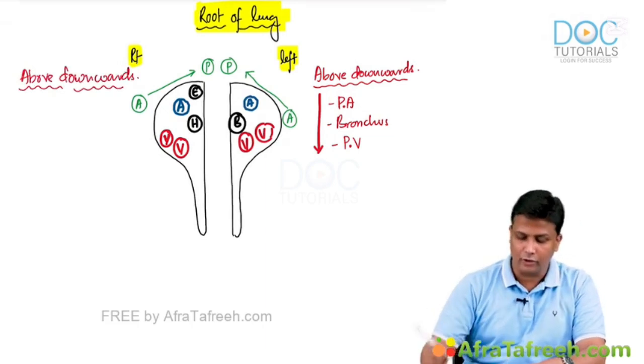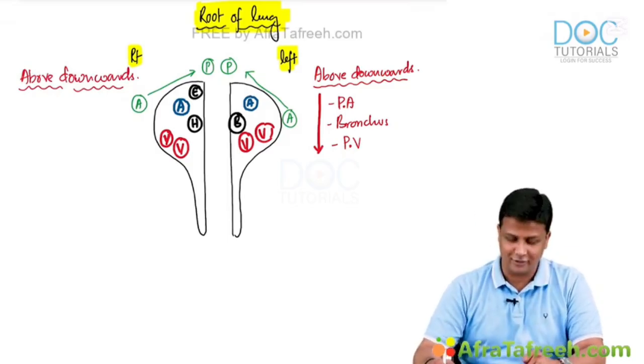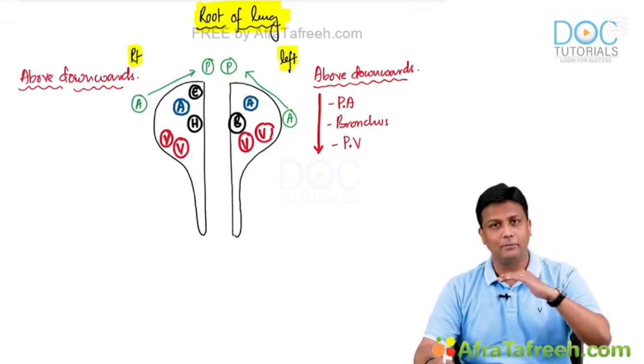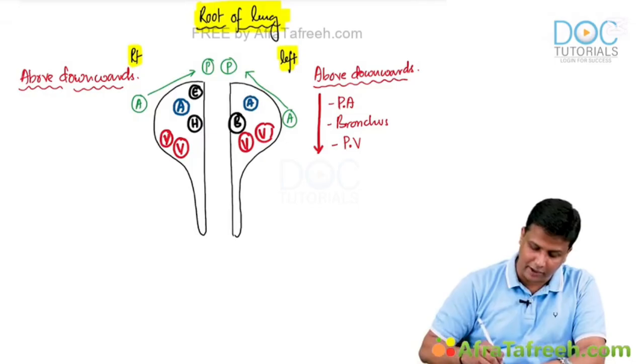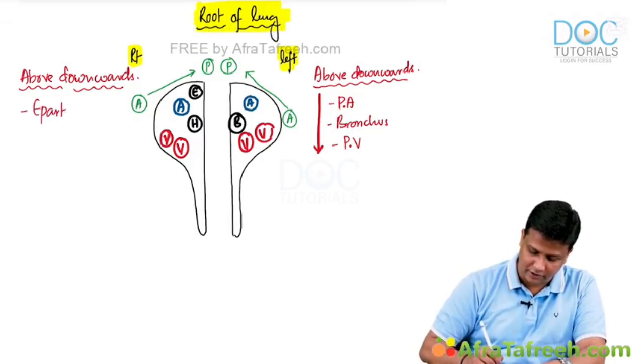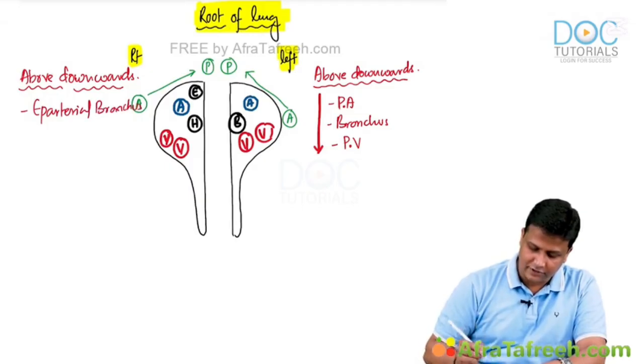Now, here you have to be really alert, guys. Look at that right lung. First of all, superiorly, you will have the eparterial bronchus. E stands for eparterial bronchus, and the name itself is telling you it is above the artery.